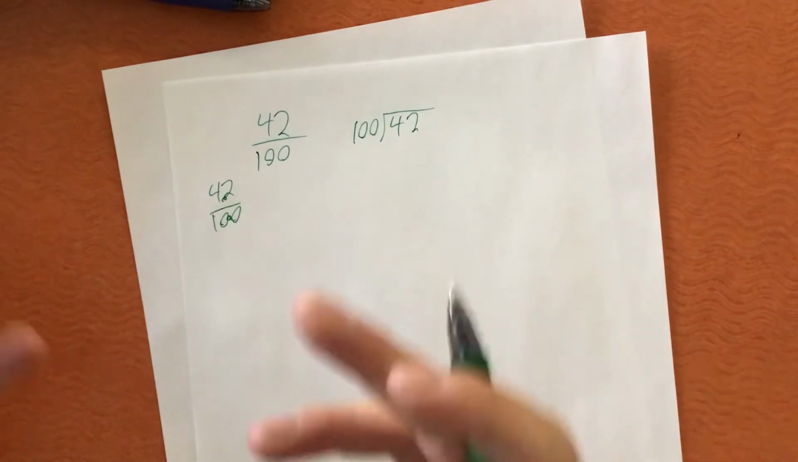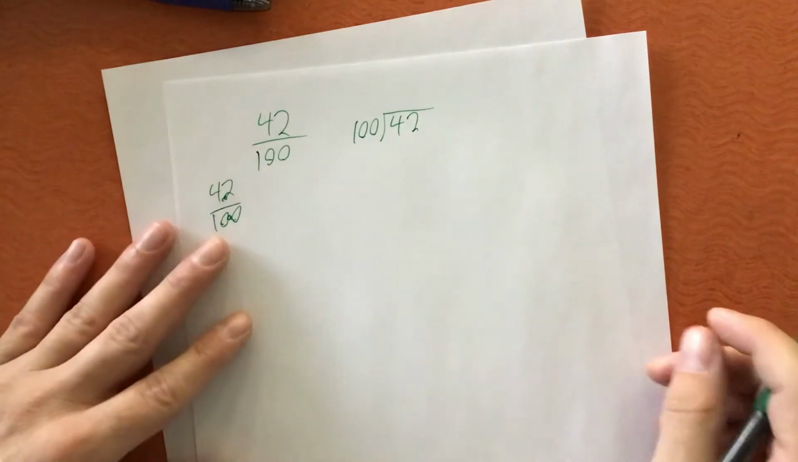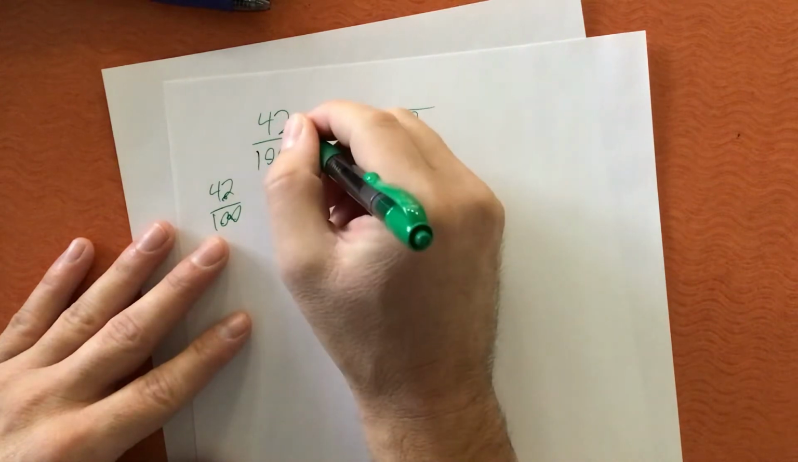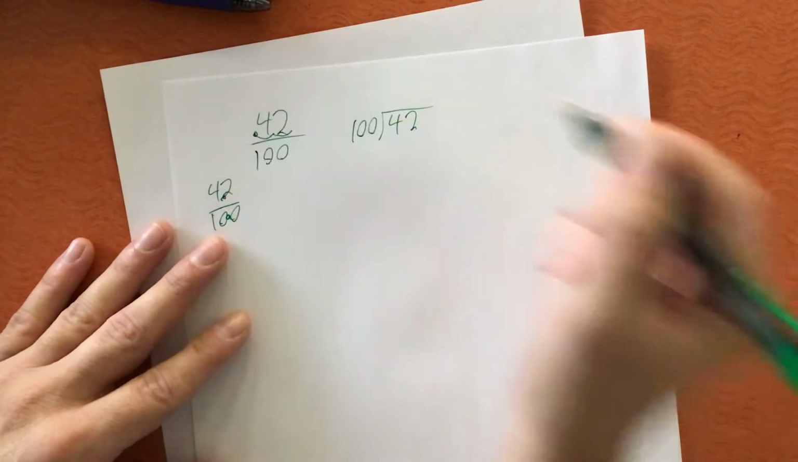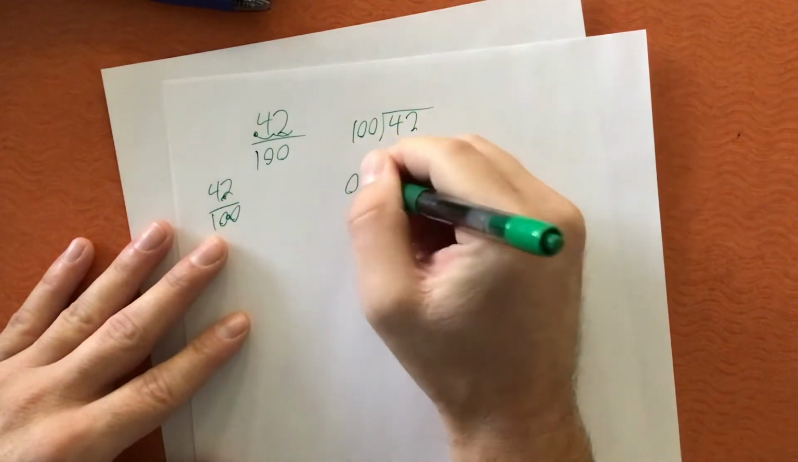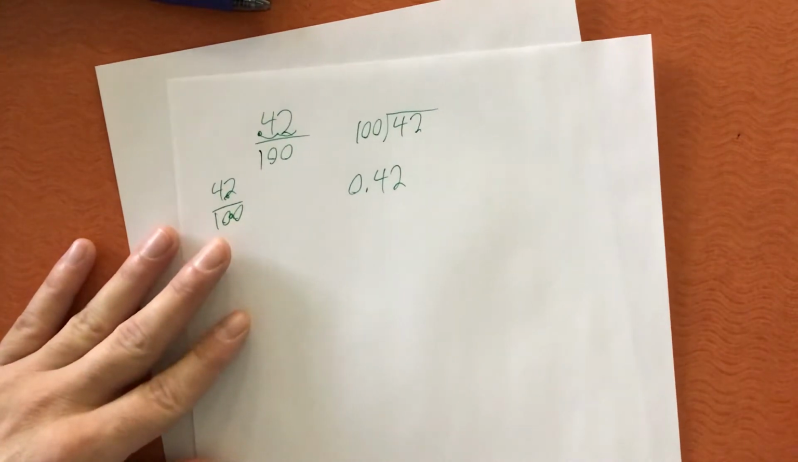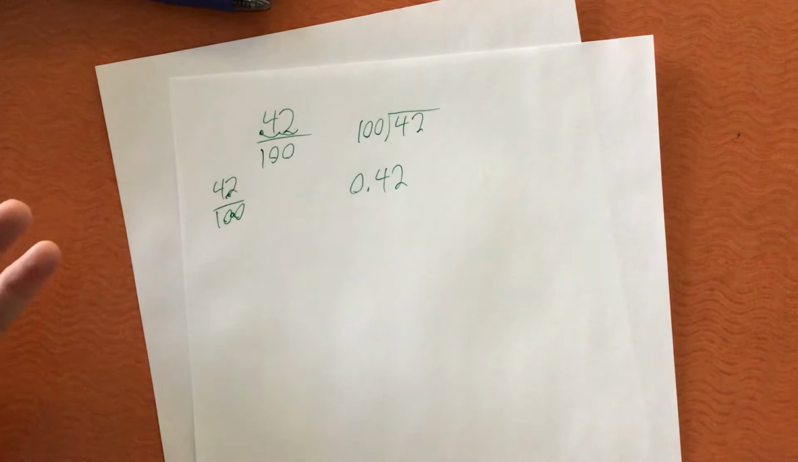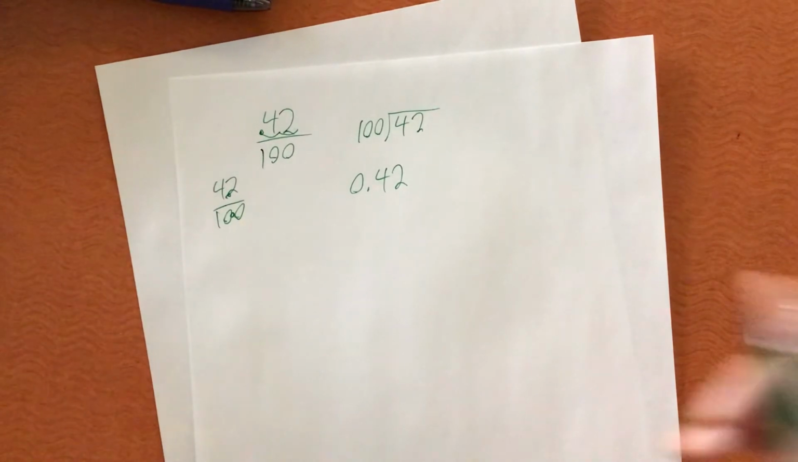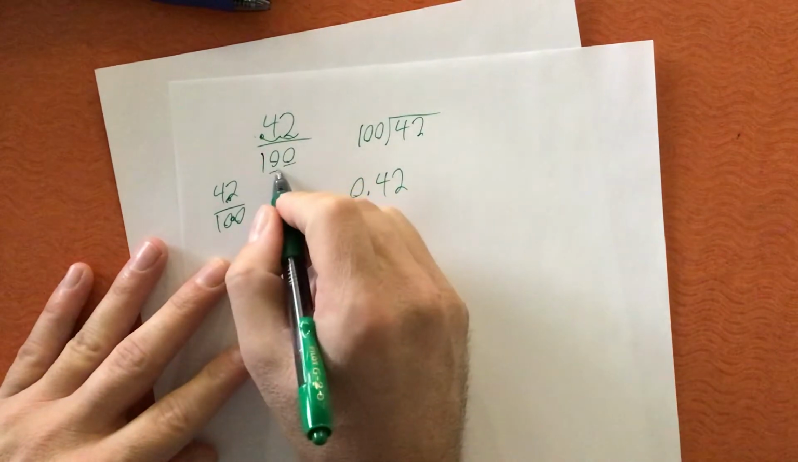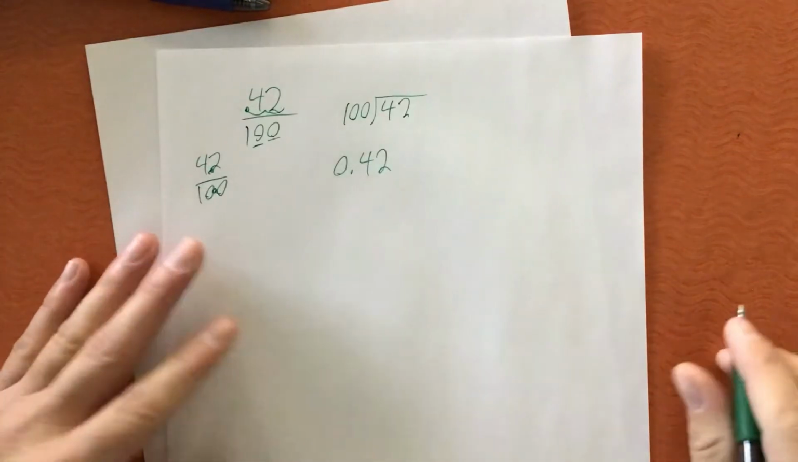Now, we don't really have to do this one like this because we know that if you have two zeros here, you can just move your decimal point back 2 spots and it'll give us the decimal of 0.42. And that's something that maybe you didn't know before this lesson, but it's really that easy. You just divide by 100 and you move your decimal 2 places. There's 2 zeros, 2 places. That's how I remember it.